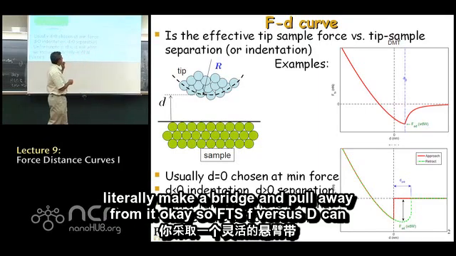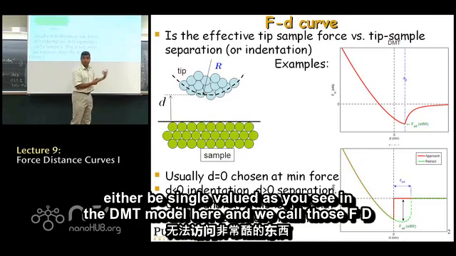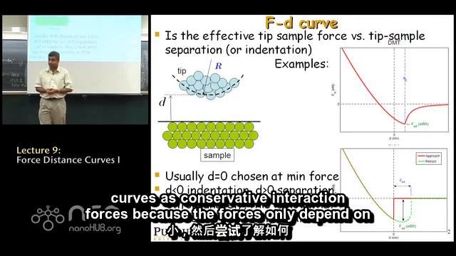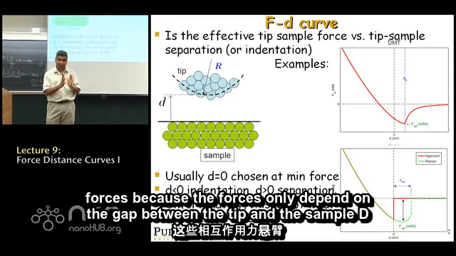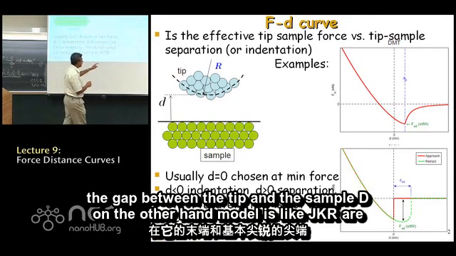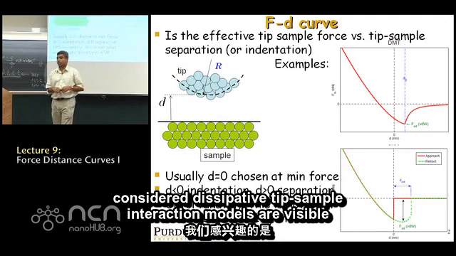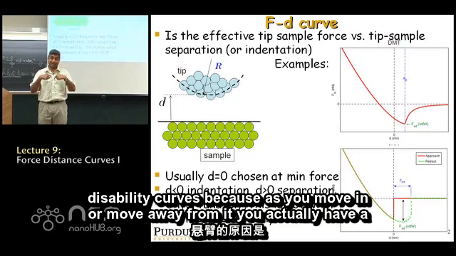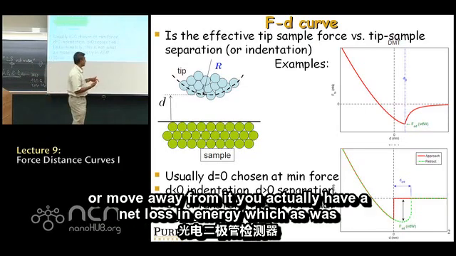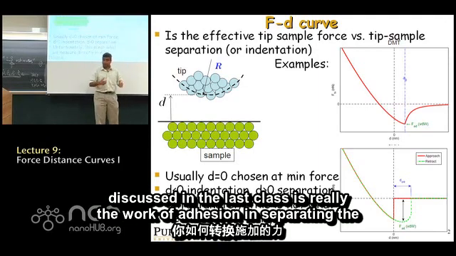So FTS, F versus D, can either be single valued, as you see in the DMT model here, and we call those FD curves conservative interaction forces because the forces only depend on the gap between the tip and the sample, D. On the other hand, models like JKR are considered dissipative tip-sample interaction models, or dissipative FD curves, because as you move in or move away from it, you actually have a net loss in energy, which, as was discussed in the last class, is really the work of adhesion in separating the tip from the sample.